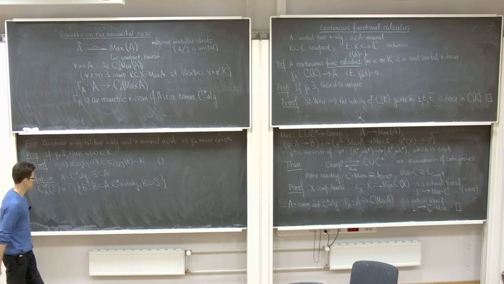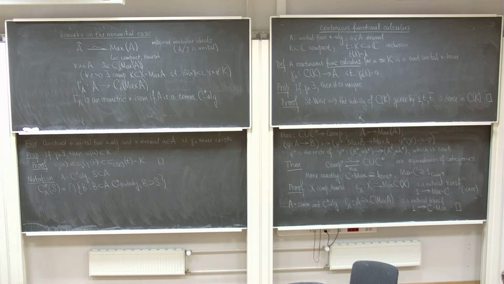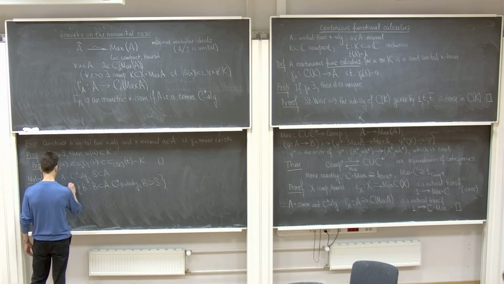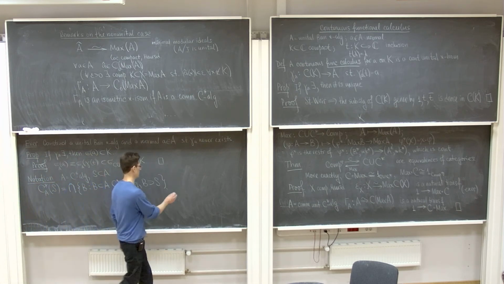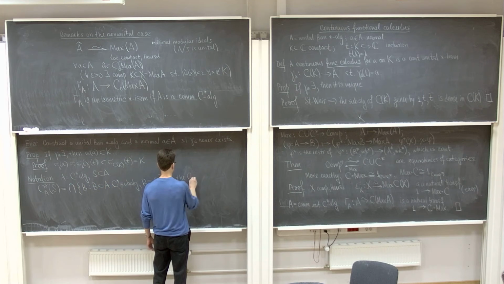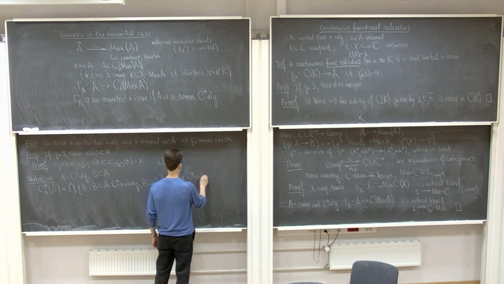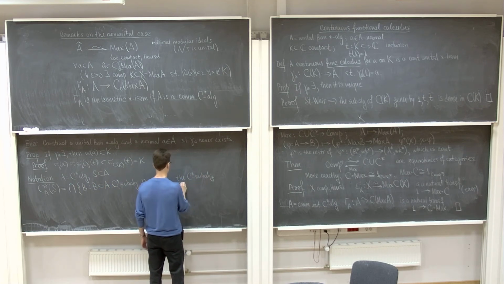Well, since the intersection of any family of C-star subalgebras is clearly a C-star subalgebra, we see that this is the smallest C-star subalgebra containing S. And we call it the C-star subalgebra generated by S.